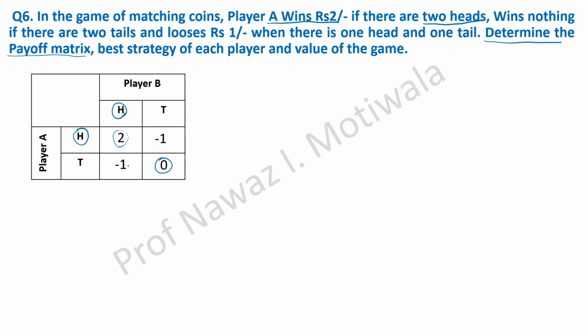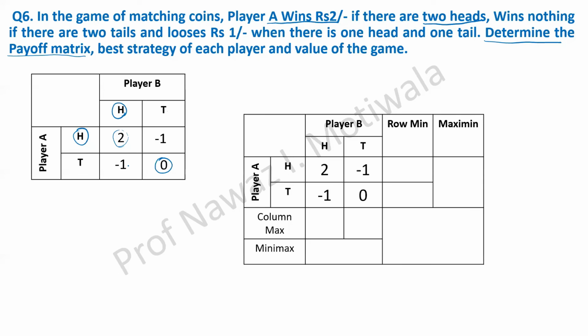So once we have got the table, what will be our first step? Okay. Now your answers. What will be the first step? Saddle point. Yes, first we have to check whether a saddle point exists or not. So for that we will make our regular table. The table I have just extended with row minimum, maximum, minimax and column maximum.